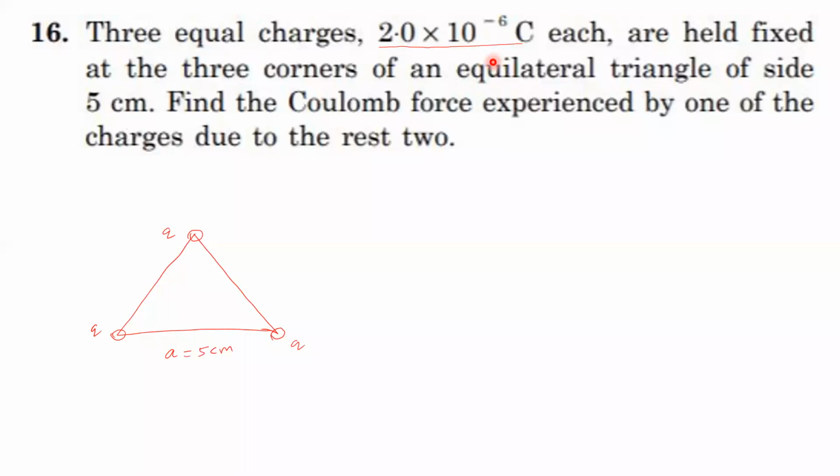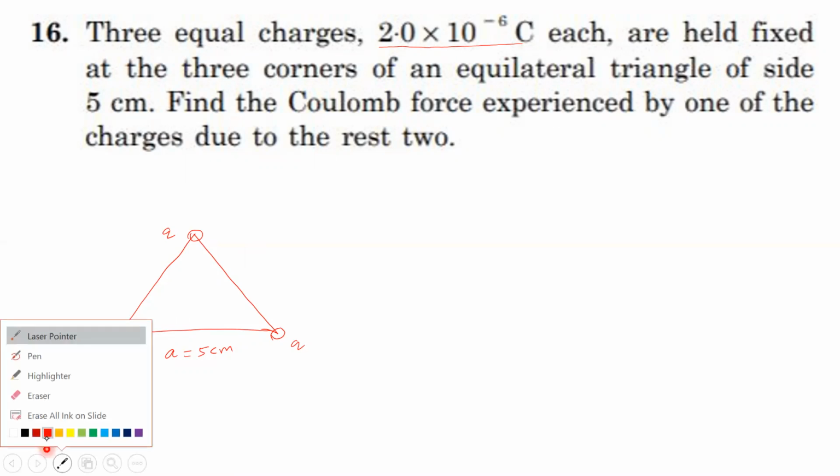Let us continue to solve problems in concepts of physics. Three equal charges, 2 × 10^-6 coulomb each, are fixed at the three corners of an equilateral triangle of side 5 centimeter. Find the Coulomb force experienced by one of the charges due to the other two.